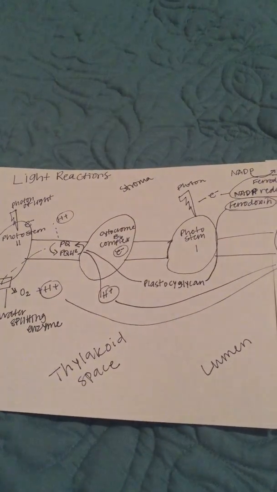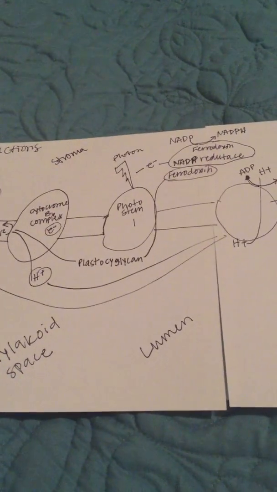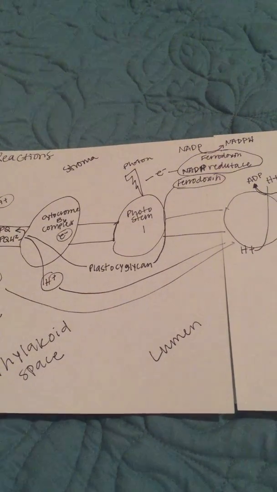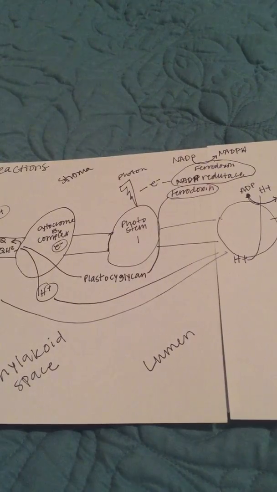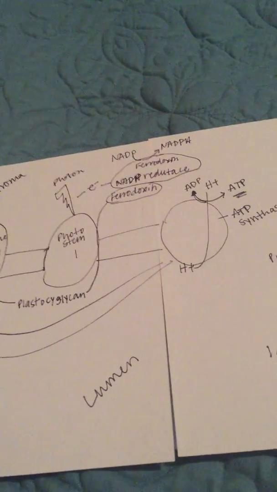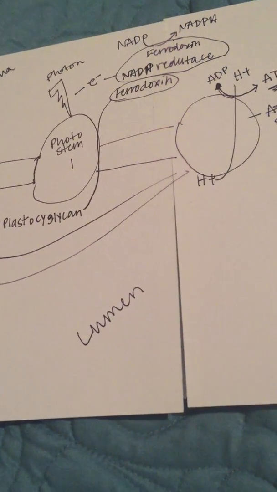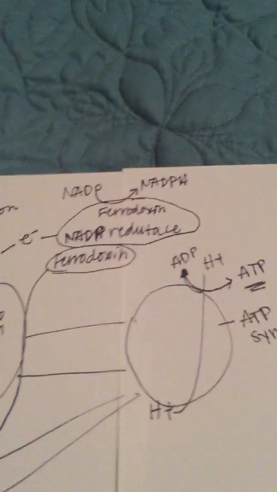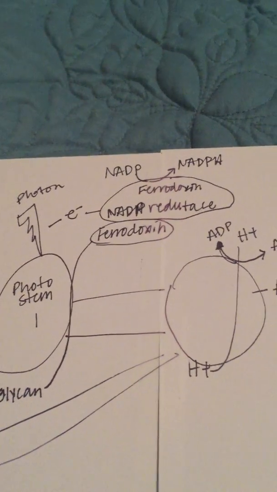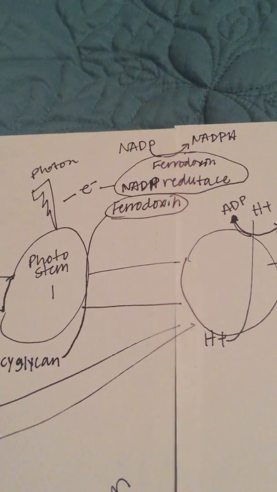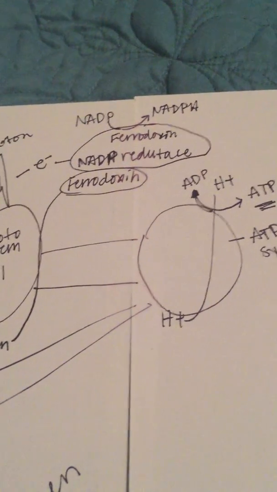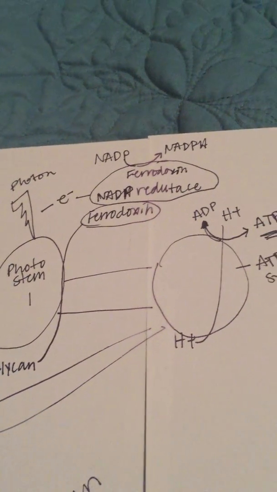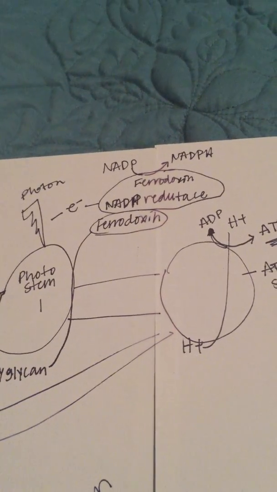plastocyanin, then sending it into Photosystem I, which is also picking up a photon, exciting an electron. Plastocyanin makes its way through Photosystem I into the ferredoxin, changing the ferredoxin into ferredoxin NADP reductase, which picks up NADP and changes it into NADPH.